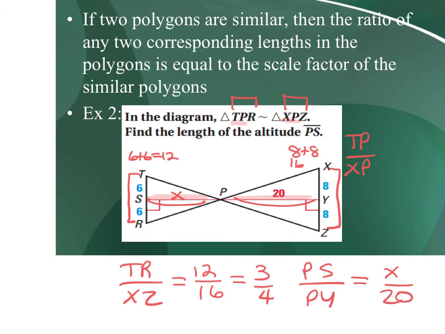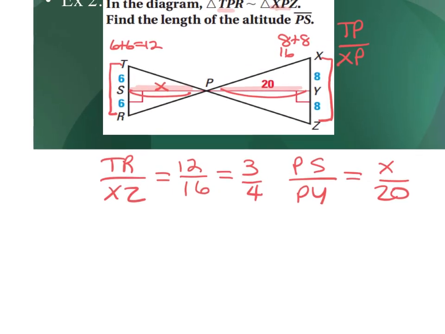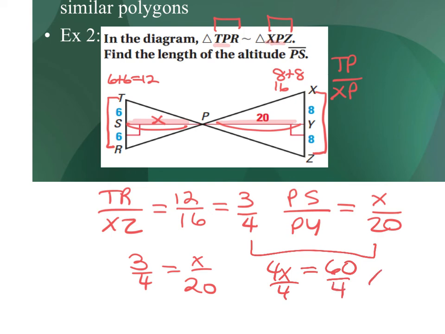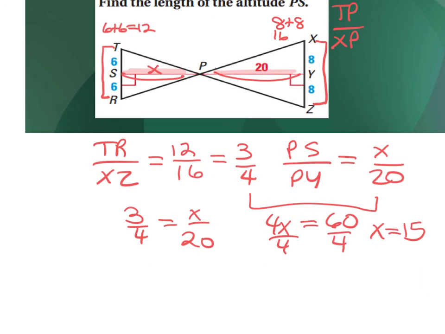I don't know PS. PY is 20. I'm now going to take these two ratios and put them together in a proportion. So 3/4 equals X over 20. Cross multiply. 4 times X, 3 times 20. Divide by 4, and X equals 15, which is the length of PS.